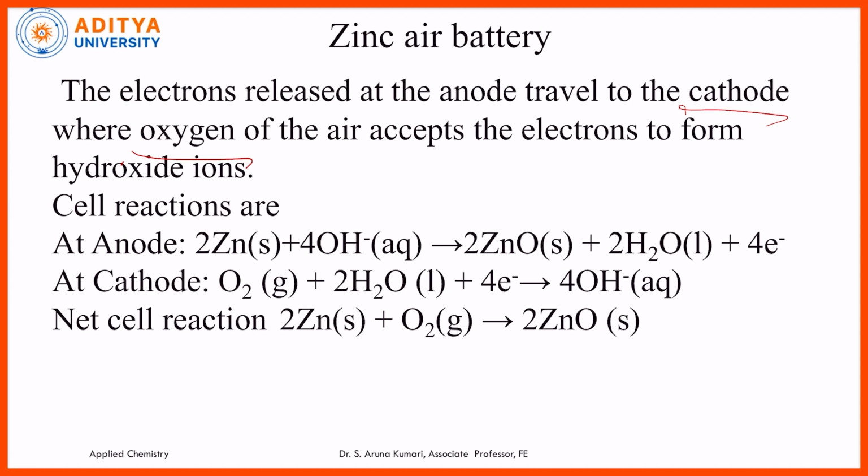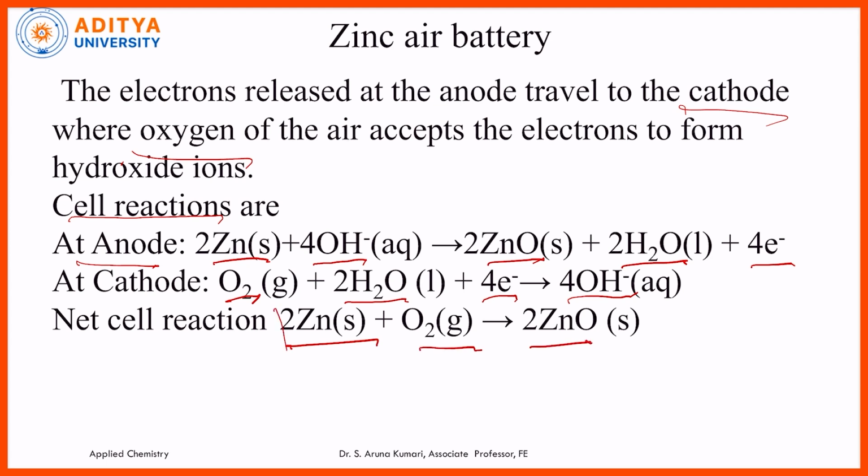We can see all these represented in the form of cell reactions. Now we can see the cell reactions taking place at the anode. Zinc combines with the hydroxide ions obtained from the electrolyte to change into zinc oxide, water and electrons. These electrons travel and reach the cathode, where oxygen is supplied and combines with the water present in the electrolyte solution, accepting the electrons to change into hydroxide ions. So, the net cell reaction is zinc combines with oxygen to form zinc oxide.